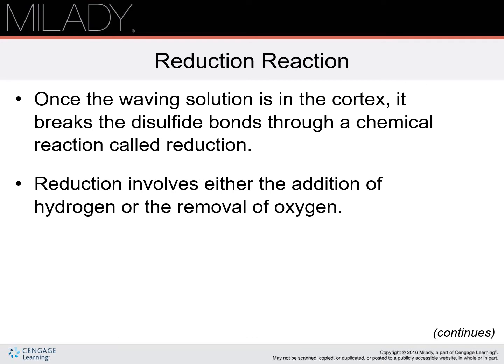Okay, the reduction reaction. Once in the cortex, the waving solution breaks the disulfide bonds through a chemical reaction called reduction. A reduction reaction involves either the addition of hydrogen or the removal of oxygen. The reduction reaction in permanent waving is due to the addition of hydrogen. So once you get into the cuticle, you're going to break those disulfide bonds. This is called reduction. In permanent waving, in general, what we're doing is adding hydrogen. That is what is chemically happening.